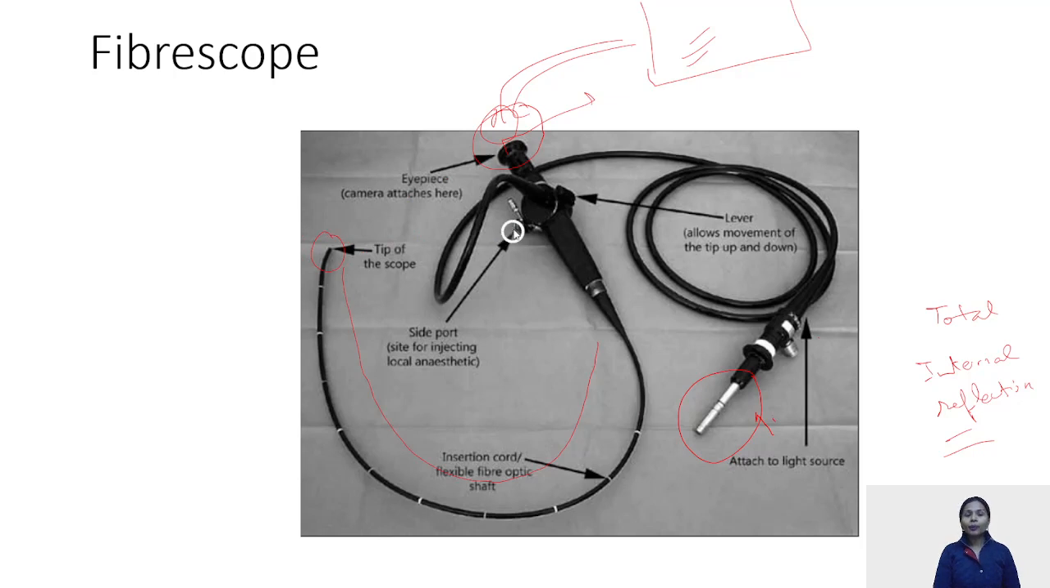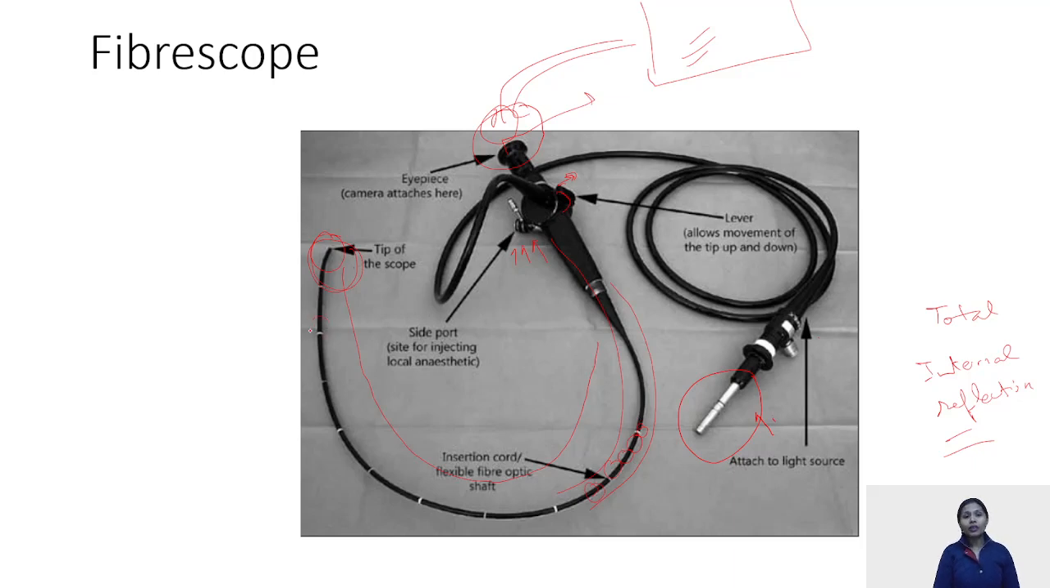These are the side ports which can be used to introduce certain drugs, or for suction purposes, or the instillation of local anesthetics, or for cleaning purposes. Then you have a suction port also. You have a control lever here to control the movements of the tip of the scope. This control lever and the tip of the scope are joined together with the help of certain cables which are inside this fiber scope. And lastly, you have this insertion cord.